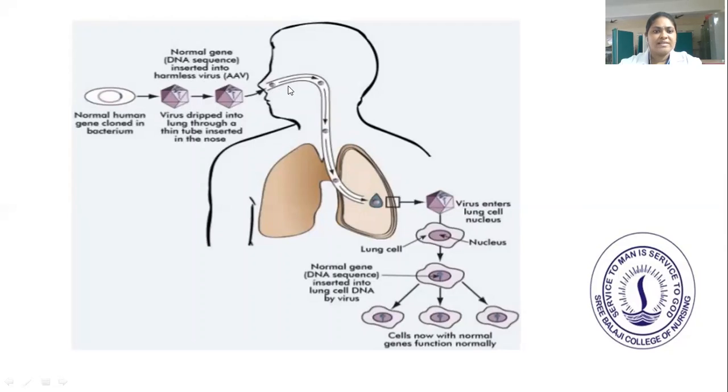So for this they are inserting a tube, whereby the virus will drip into the lungs through a thin tube which is inserted into the nose and sent to the lungs, where the virus enters the lung cell nucleus and the lung cell is being treated. The normal gene's DNA sequence is inserted into the lung cell's DNA by the virus, where you can see here the cells now with the normal genes functioning normally.